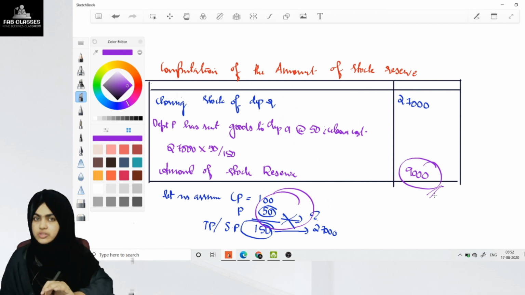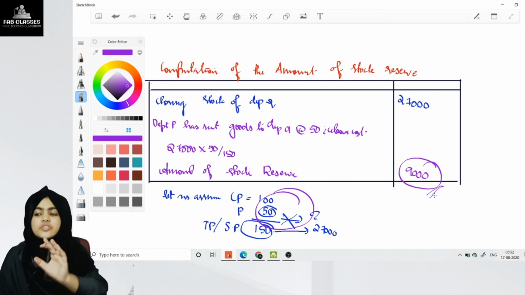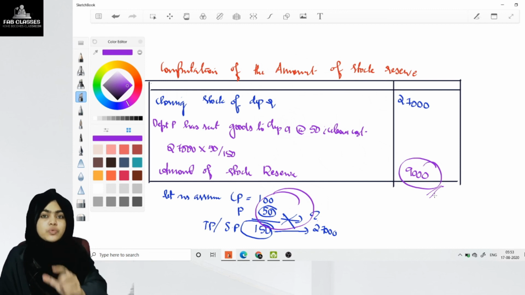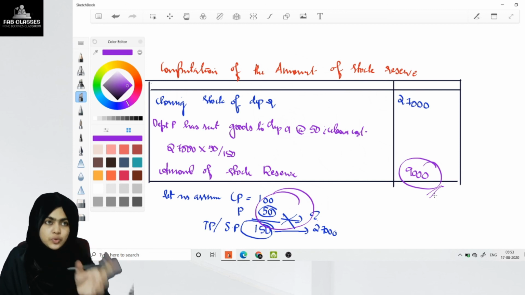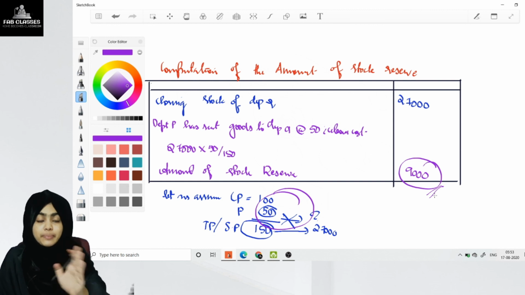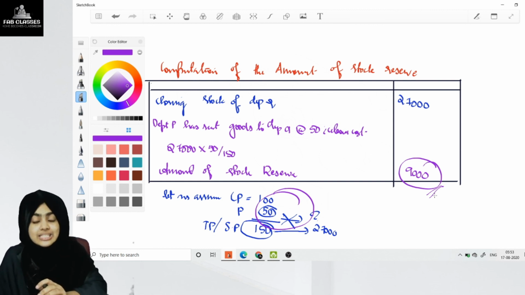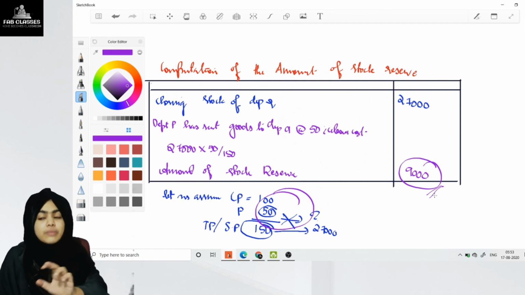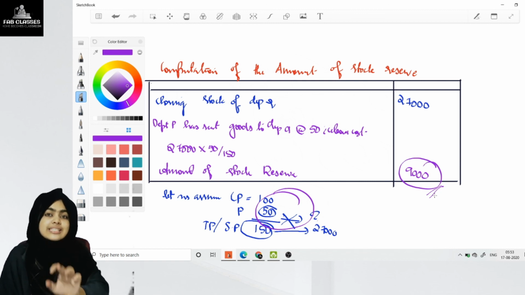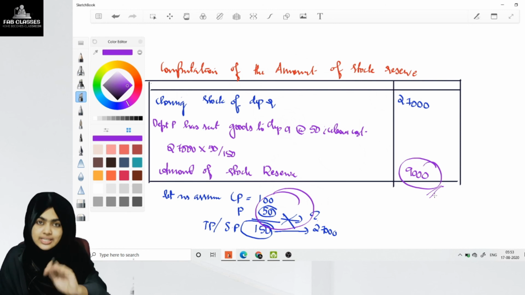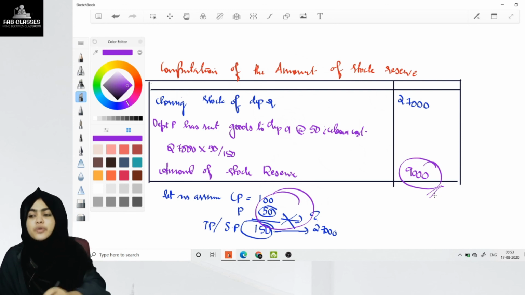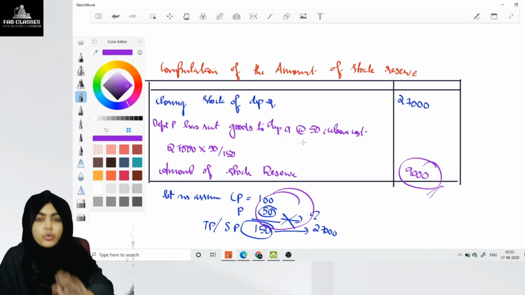I hope you understood this point. We are just finding out the hidden profit which is present when we transfer the goods from department P to department Q, as it is lying in the closing stock. If it is sold, then no problem, the profit will be realized, but as it is lying in the closing stock, it is an unrealized profit, and thus we should separate this unrealized profit. So this was the computation. In this video I am going to solve only illustration 1.